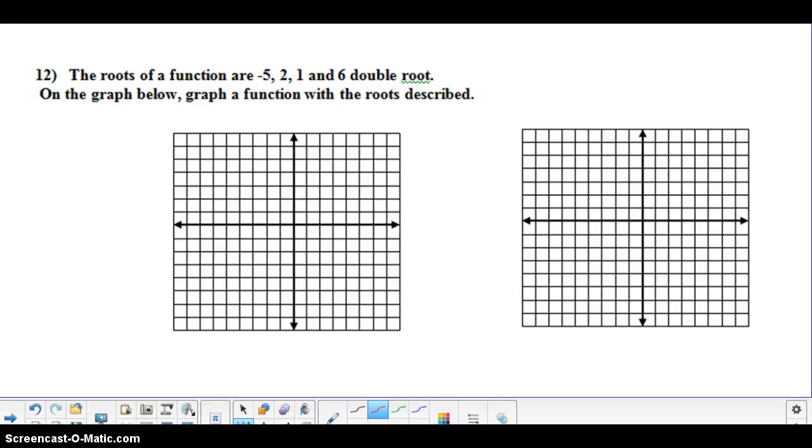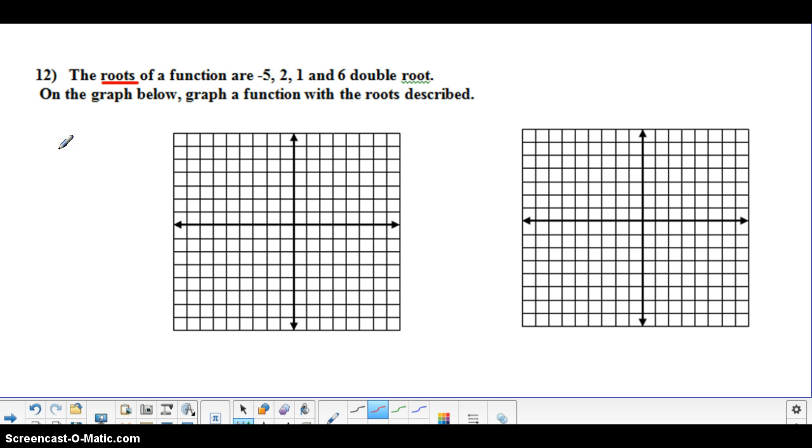Right, welcome back. This is part 3 of the Ecart review problems, and number 12 has some definitions that we haven't talked about in a little while. So the roots, remember that the roots can be real or imaginary. If they're real, they're on the x-axis, and in this case they are real. They are -5, 2, 1, and 6 is a double root. So -5, 2, and 1 are single roots, and 6 is a double root.